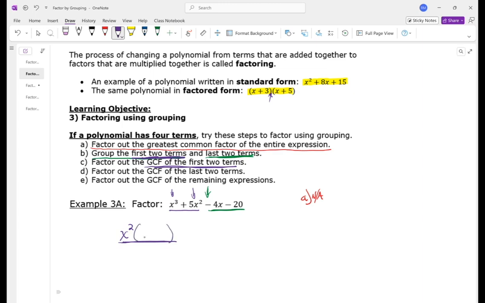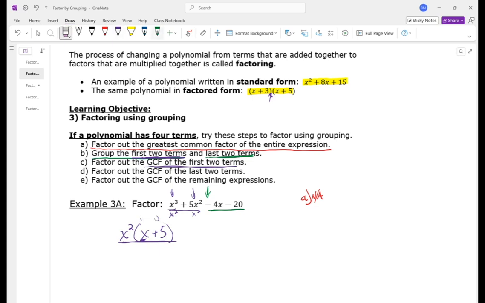So x squared times what would give me x cubed? Well, that's just x. I could also think of it as dividing by x squared, and I would still get the x. Then x squared times what will give me plus 5x squared? If I divide that by x squared, I'm just going to have the 5 left. We can always check this by distributing back through, and we should get what we started with.